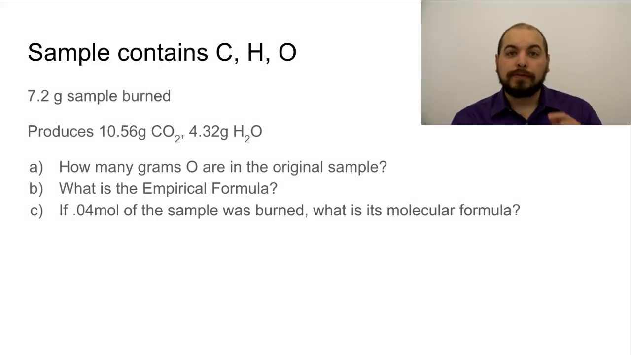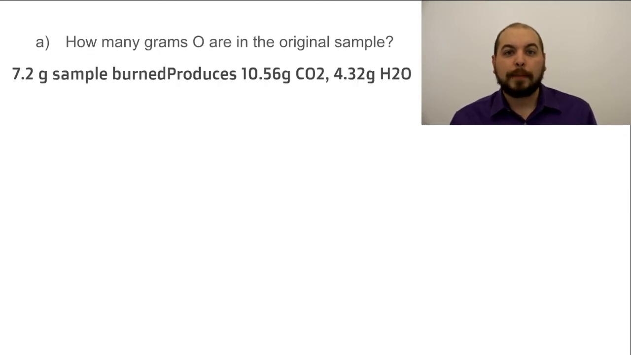All right, so now that you've had a chance to try it on your own, let's work through it together. In our original 7.2 gram sample, the first part of the problem asked to figure out how many grams of oxygen there were. The way we start this is we do stoichiometry to figure out how many grams of carbon and hydrogen there are based on the values of carbon dioxide and water collected through the combustion analysis.